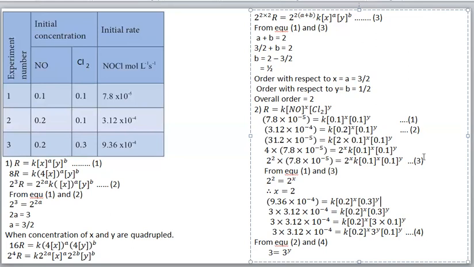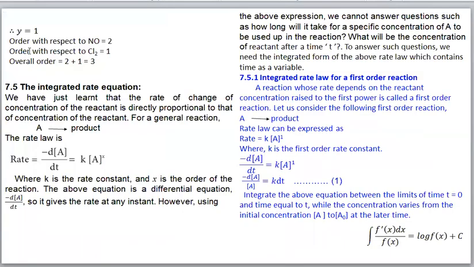Now, the equation 4 we can compare with the equation 2, or we can say equation 4 divided by equation 2 gives. So what will happen, you see, this K is cancelled, 0.2 to the power X is cancelled, then 0.1 to the power Y also cancelled. The remaining term is here, left side 3, right side 3 to the power Y. Okay, that means Y is equal to 1. So we can write order with respect to Y is equal to 1. Already we found out order with respect to nitric oxide is 2. Now we got order with respect to Cl2 is 1. Overall order is 2 plus 1 equal to 3.